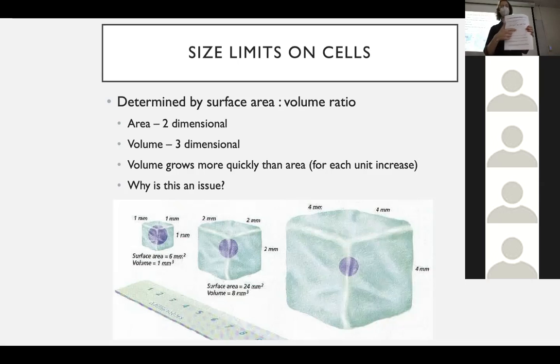So you see the example on the first line, and you'll be able to see as the cube grows how much faster the volume is growing versus the surface area. And then there's some questions at the bottom that you'll answer. So take about 4 or 5 minutes to work on this.